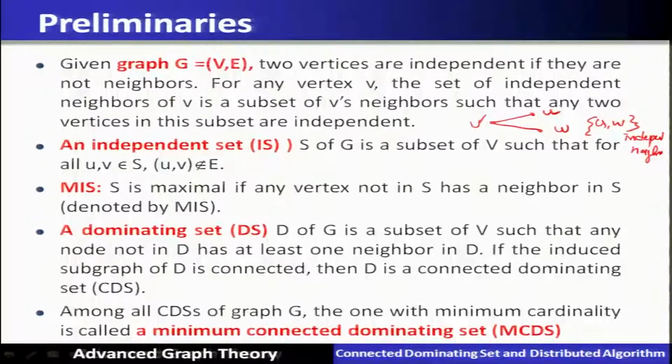So, hence for any vertex V, the set of independent neighbors is a subset of V's neighbors such that any two vertices in this subset are independent. U and W belong to the neighbors of V.